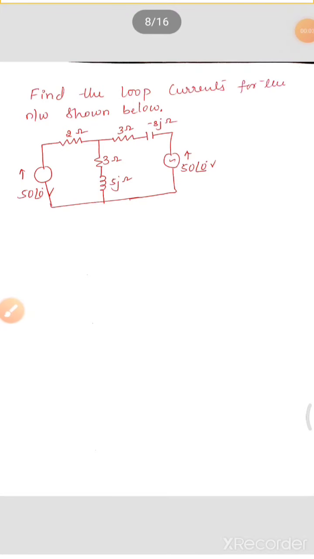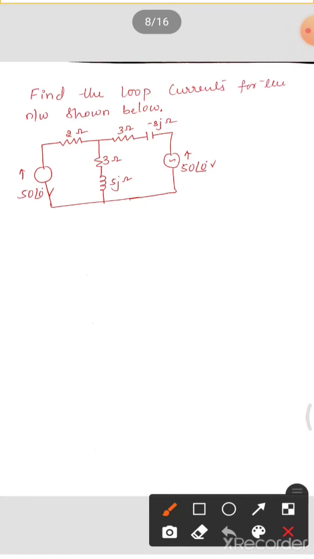Today we are going to continue with the last session, that is on AC circuits. We are applying all the basic techniques on that. In the last class we discussed till star delta transformations on AC circuits. Today we'll do mesh analysis and node analysis.